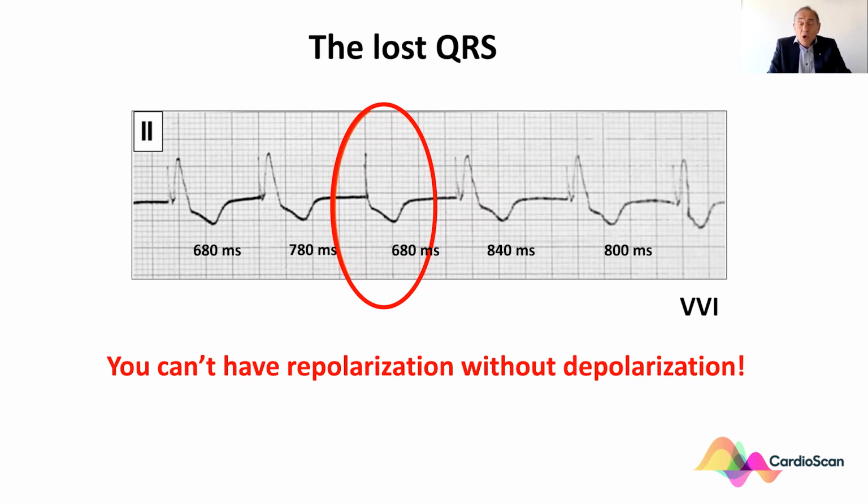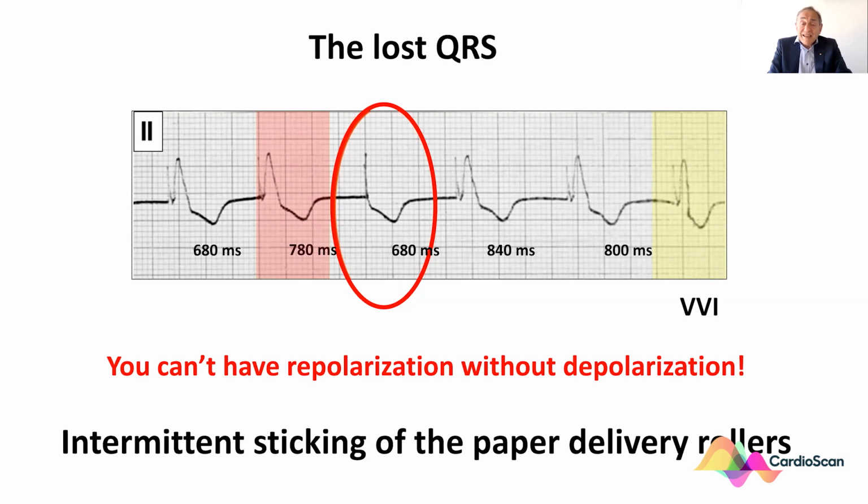And if you look more closely at the tracing, you'll see the T wave is still present, whereas the complex beforehand seems to be somewhat narrowed, and at the very end, with the yellow highlight, it is very narrow. In this situation, we have intermittent sticking of the paper delivery rollers.